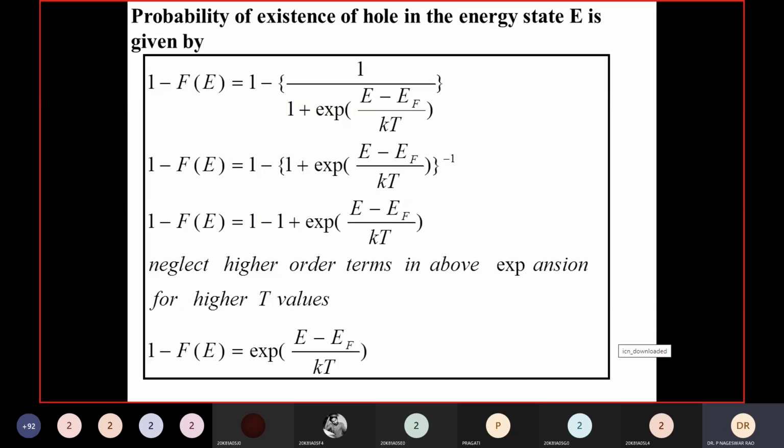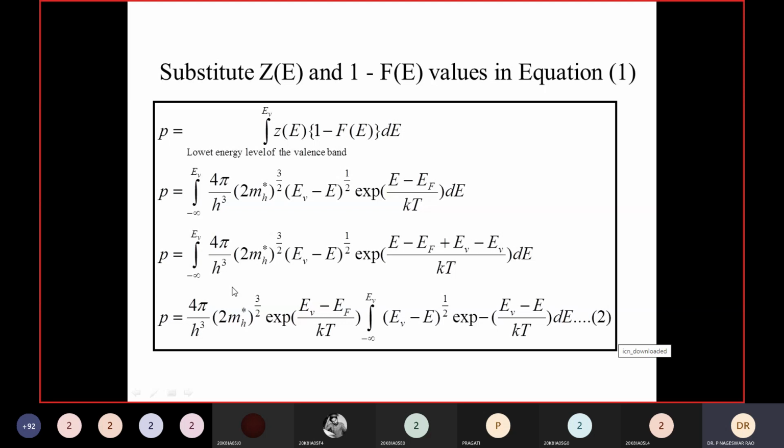Yeah, so now we are going further. We substitute the z of e and 1 minus f of e de values. The z of e value we already substituted previously, and the 1 minus f of e value we substitute here. We already discussed the simplification. What we are doing is E minus EF. We get this formula with the constant and another multiplication term, EV minus E. Similarly, the exponential term we can bring into that form.